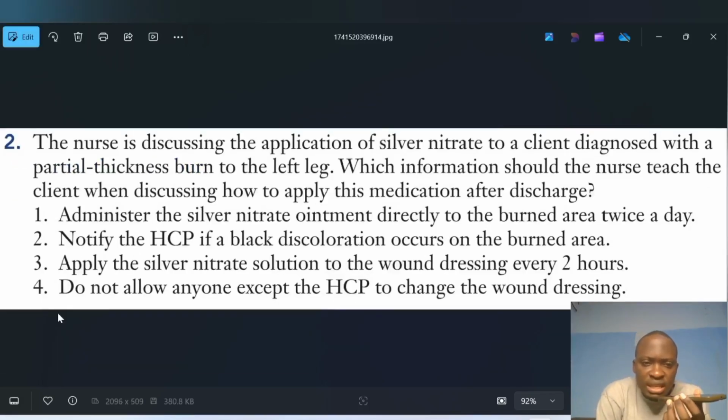Number 2, the nurse is discussing the application of silver nitrate to a client diagnosed with a partial thickness burn to the left leg. Which information should the nurse teach the client when discussing how to apply this medication after discharge? Number 1, administer the silver nitrate ointment directly to the burned area twice a day. 2, notify the HCP if a black discoloration occurs on the burned area. Number 3, apply the silver nitrate solution to the wound dressing every 2 hours. Or 4, do not allow anyone except the HCP to change the wound dressing. What do you guys think is the answer?